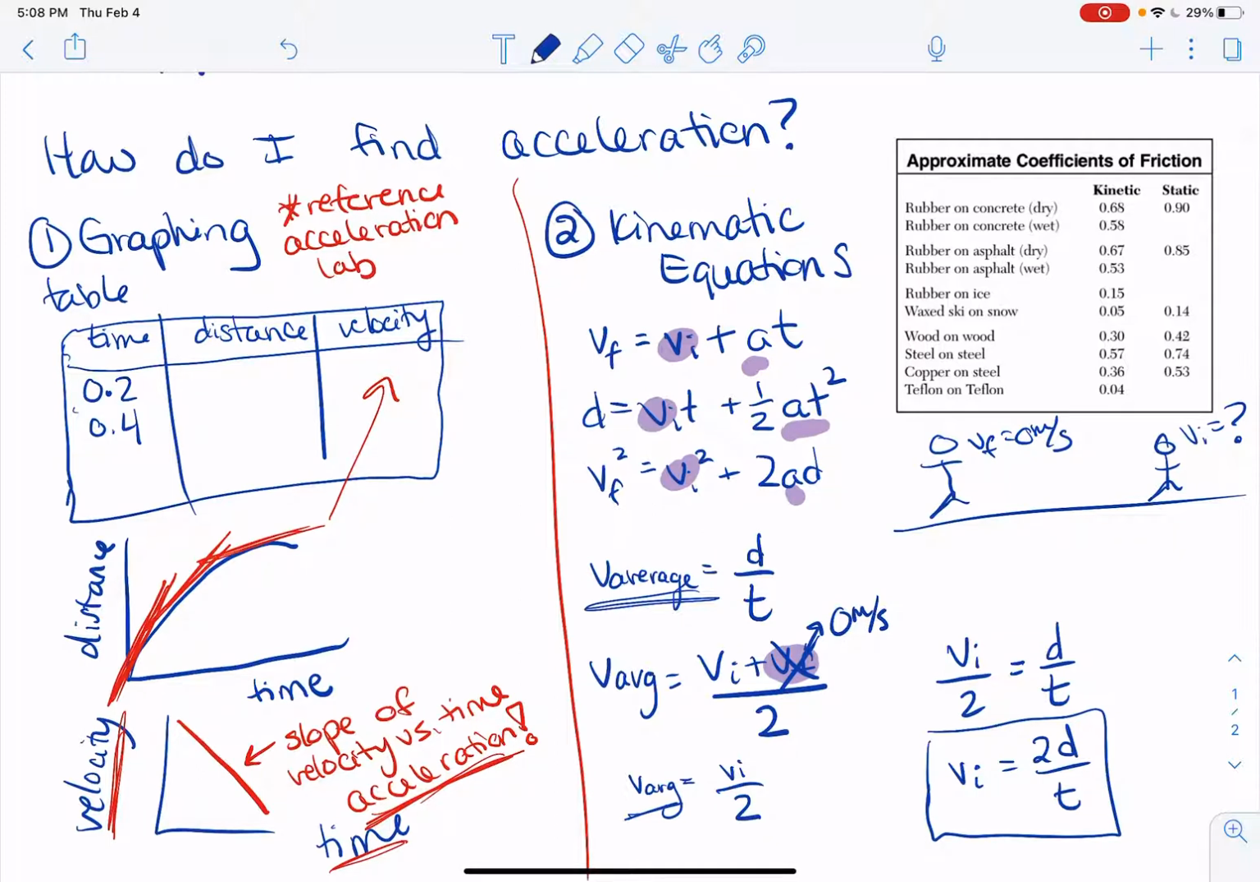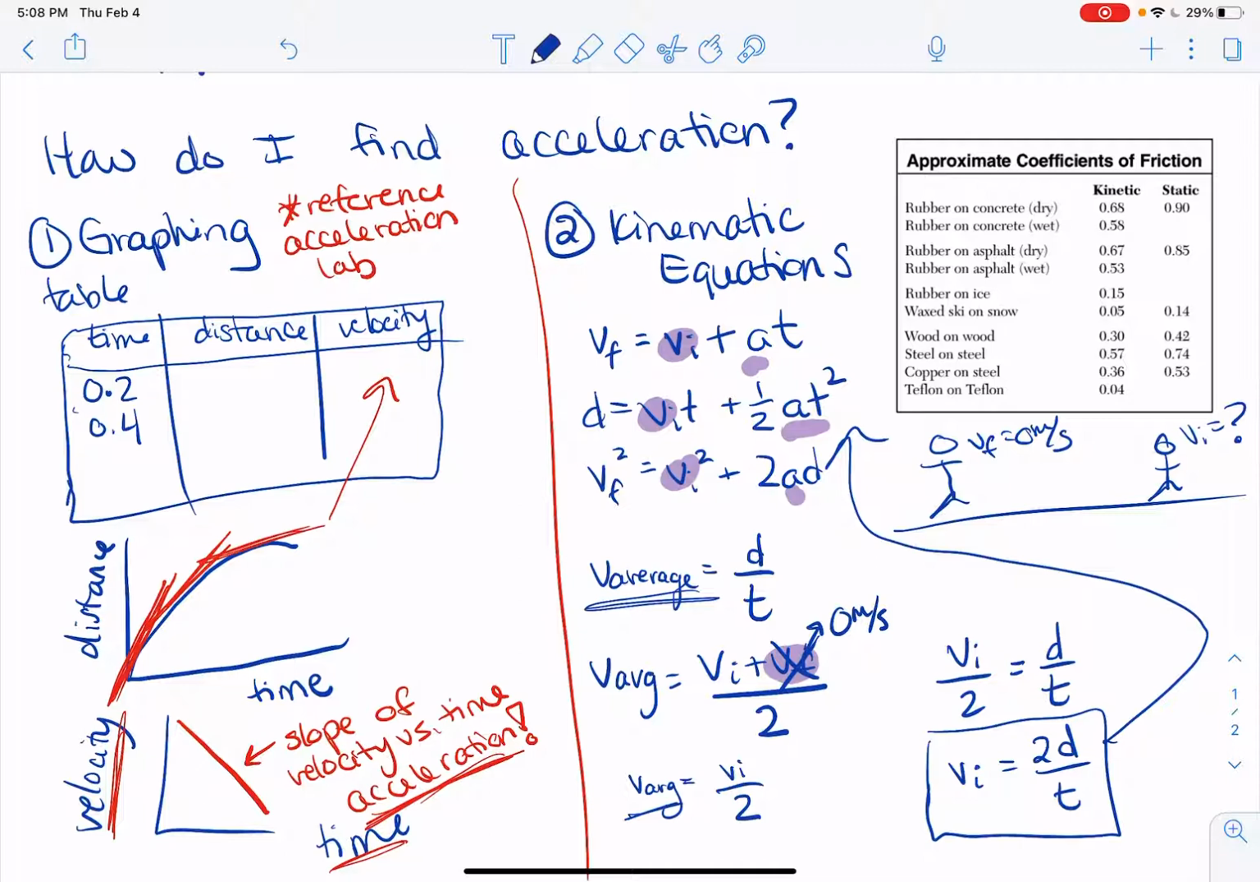Once we get V initial, voila, we can use our kinematic equations. At this point, it doesn't matter which one you use, because we know V final, we know V initial, we know time, and we know distance. So pick your favorite kinematic equation, solve for acceleration, and you will get your acceleration. Now, what if your acceleration is negative?